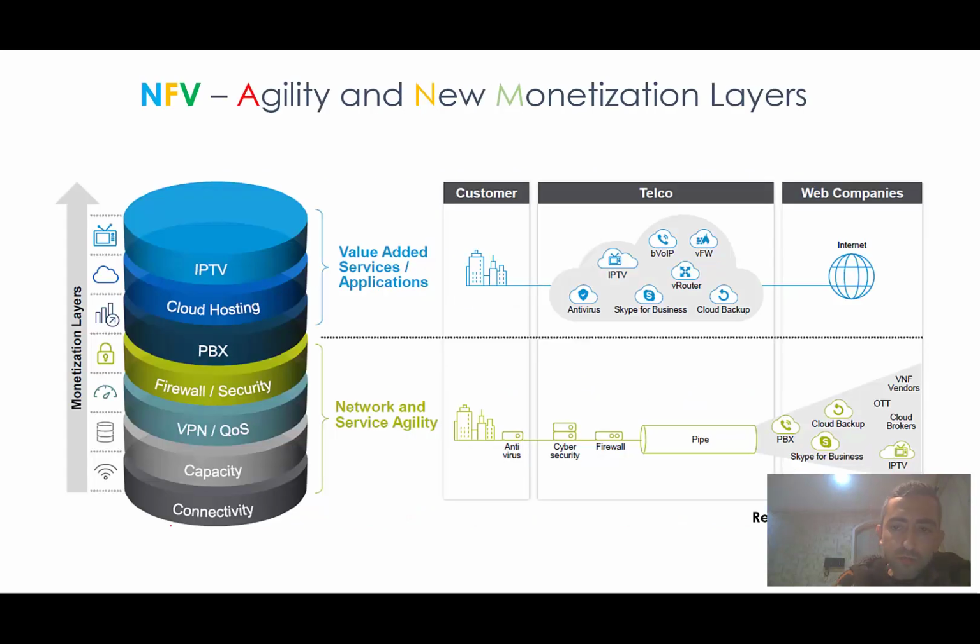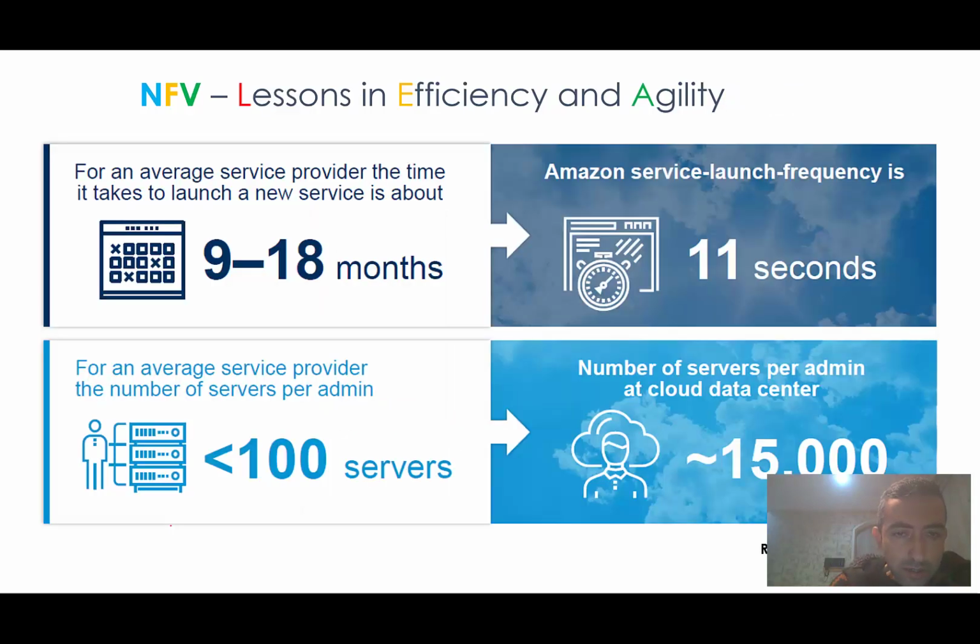You can see here some lessons on agility, but here is the best lesson that I saw from Amdocs, a lesson from Vodafone. Before implementation of NFV, for an average service provider, it takes about 9 to 18 months to launch a new service, which was really high. All of us have seen this. But Amazon's service launch frequency right now, with the benefit of NFV, is just 11 seconds, which is really good and wonderful. So you can see it makes the business very agile, very flexible, and very fast.